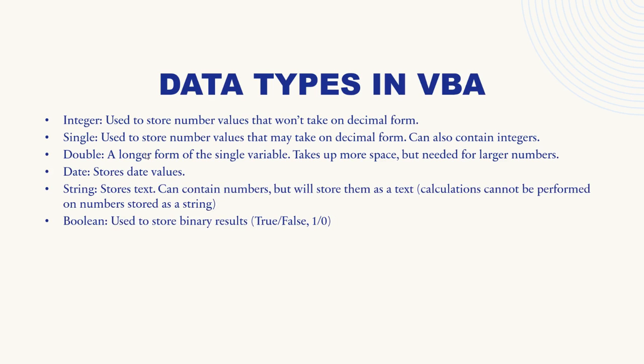Let's see what the data types in VBA are. Mainly, there are six data types: integer, which will store any number; single, which stores a number that can take a decimal form; double, a longer form of single, which can store a decimal value that needs a larger number; date to store a date value; string to store some text; and boolean, which stores a binary result, for example, true or false or 1 or 0.